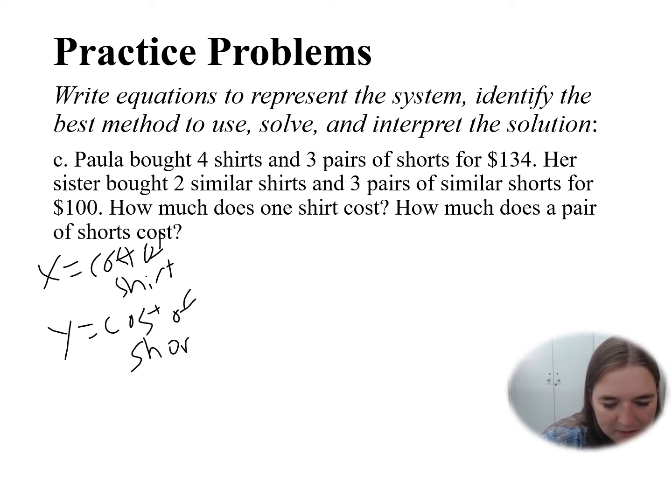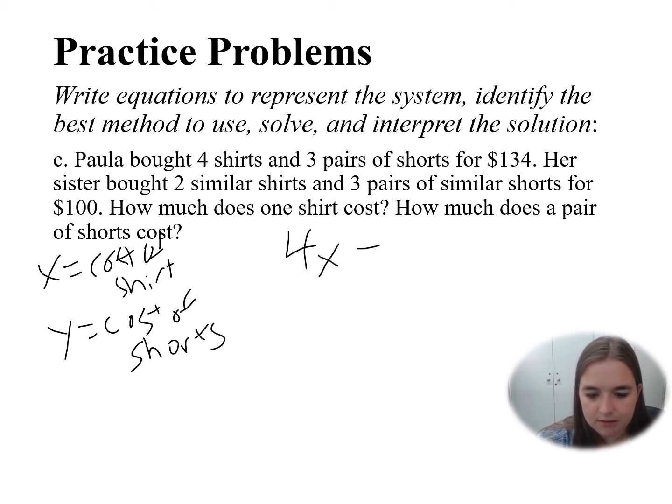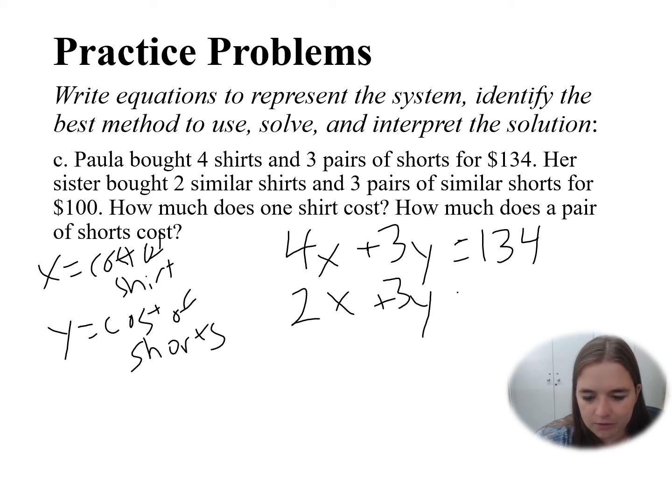I could do it the other way around. It doesn't really matter which one's first, but I see that in my situation, I listed shirts first. So I'm just going to write it out like this so I have an idea of what I'm working with. For Paula, I see that she bought 4 times the cost of a shirt, which is X, plus 3 times the cost of shorts, which is Y, had a total price of $134. Her sister bought 2 times the cost of a shirt, plus 3 times the cost of shorts, for $100.